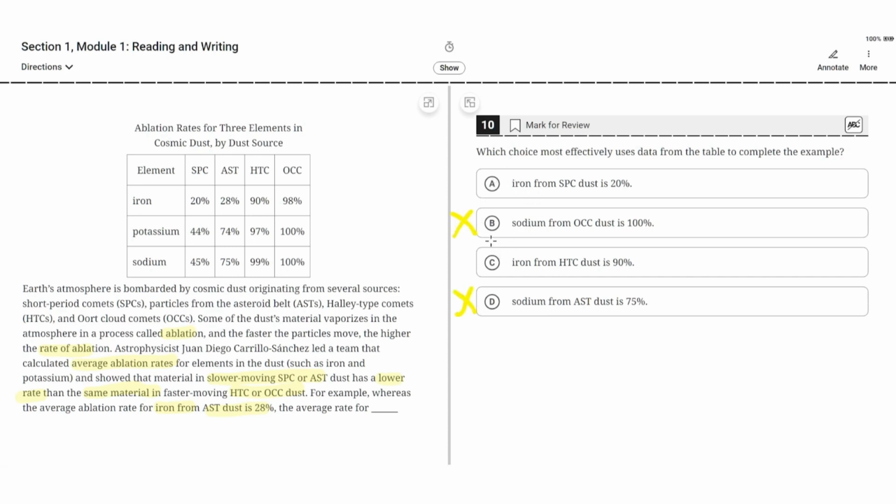And so between A and C, C is the correct choice, because here it says that SPC or AST dust has a lower rate than material in HTC or OCC dust. And this example serves to show a contrast between iron in a slow-moving material like AST dust and a fast-moving one like HTC or OCC. And here it says that iron from HTC dust is 90%, so C is the correct choice.